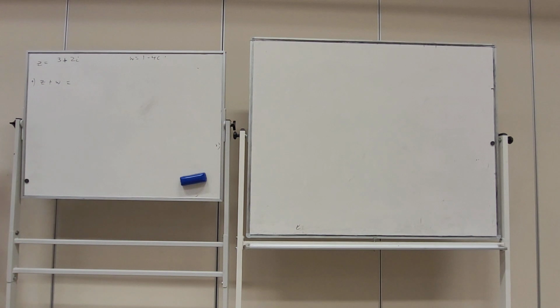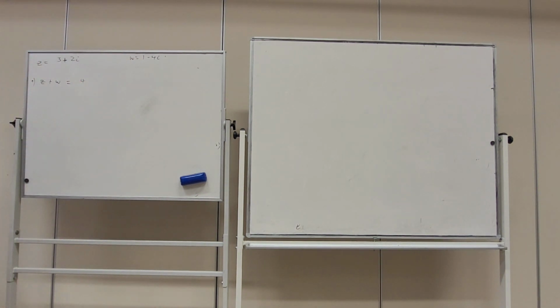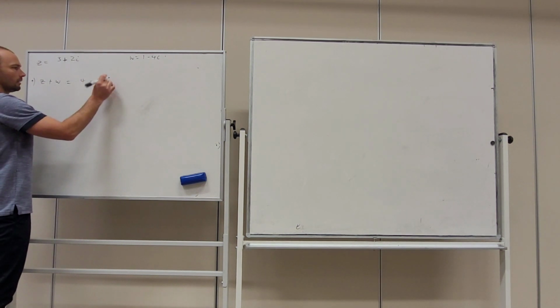This is as simple as adding the real components together and the imaginary components together. So I have 3 plus 1, that takes me to positive 4. And I have 2i, take away 4i, that gives me take away 2i.